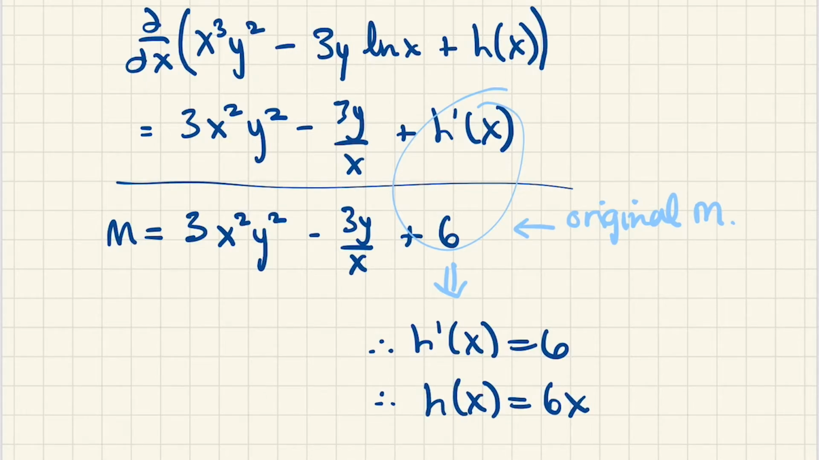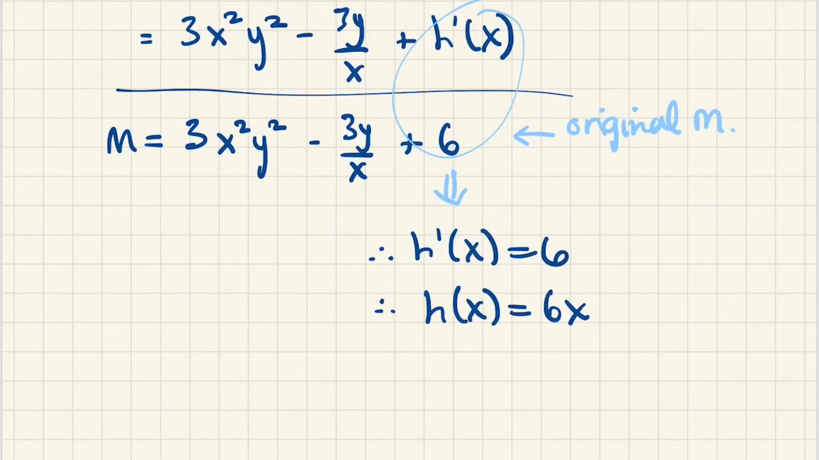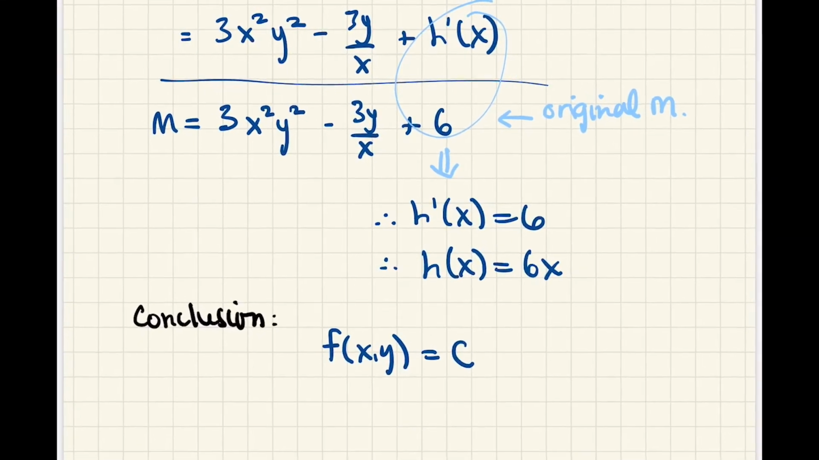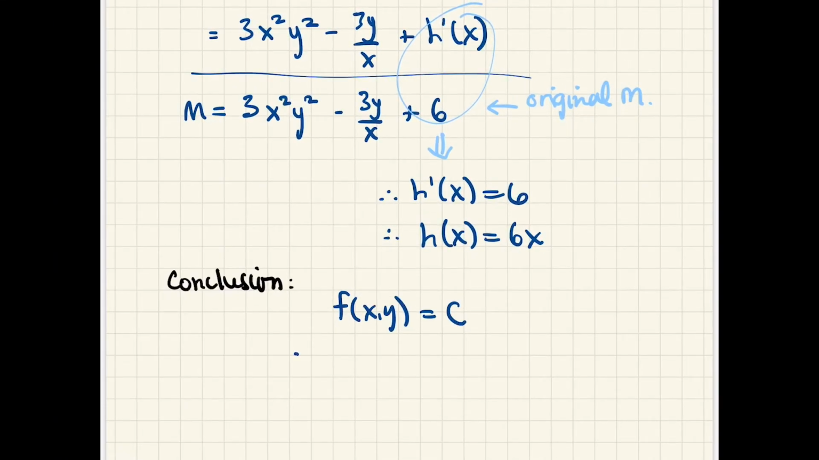And again, we're going to just not worry about the constant because we know we can just push it into that final constant at the end. So we can conclude, well, f of xy equals c is an implicit solution to this differential equation. Well, what's f of xy? Well, that's x cubed y squared minus 3y ln x plus h of x, which is 6x, and that's equal to a constant. Final answer.